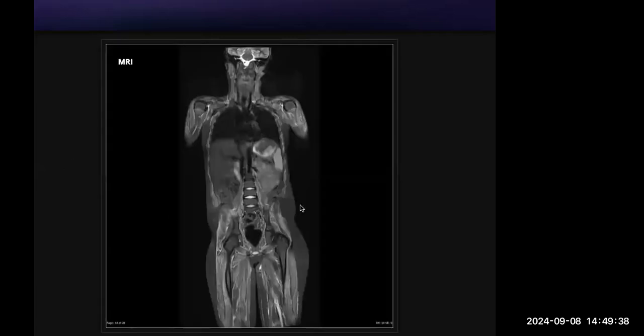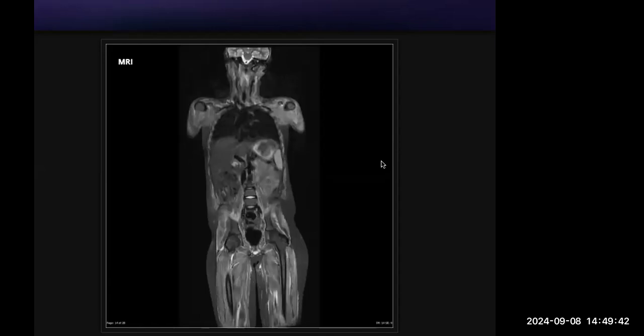I would like to refer this patient to the sarcoma team to plan for a biopsy and for further management. Okay. You can click and scroll through it and let me know what you think.